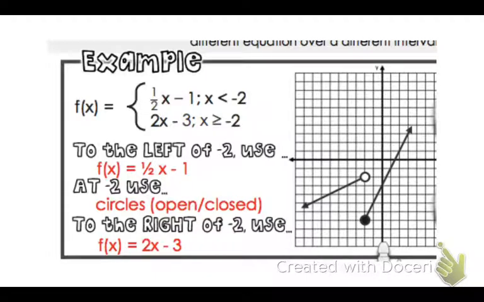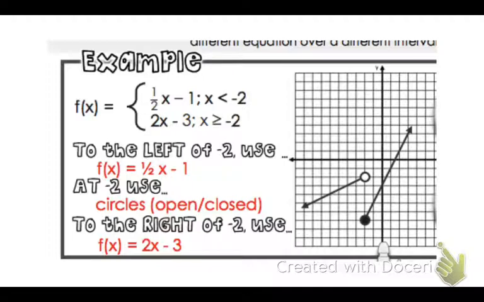We also use open and closed circles to help us define when the domain is equal to a number or not equal to a number. It's exactly the same as when you would graph things on a number line. We use an open circle if it's not equal to, and we use a closed circle if it is equal to.